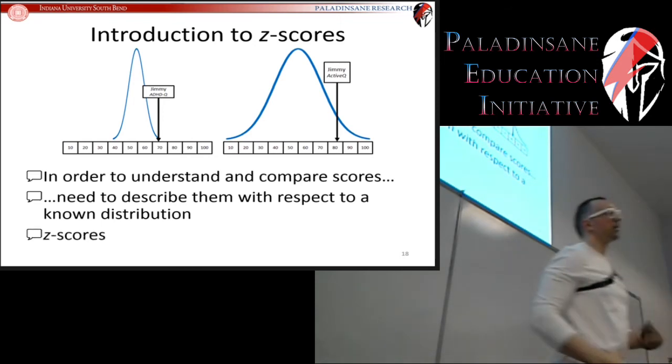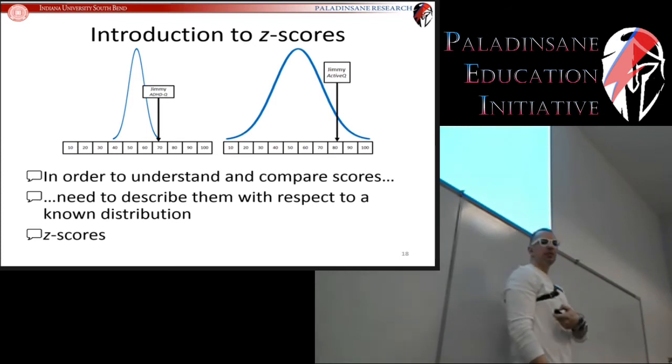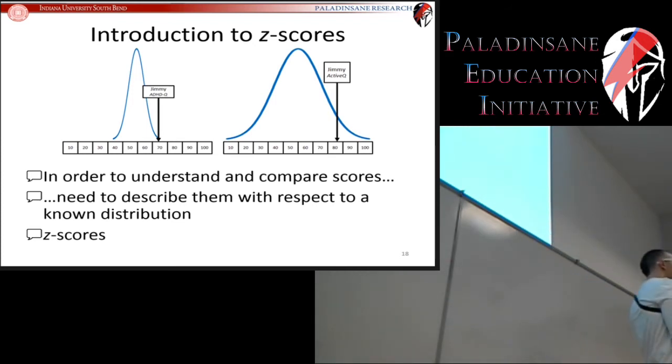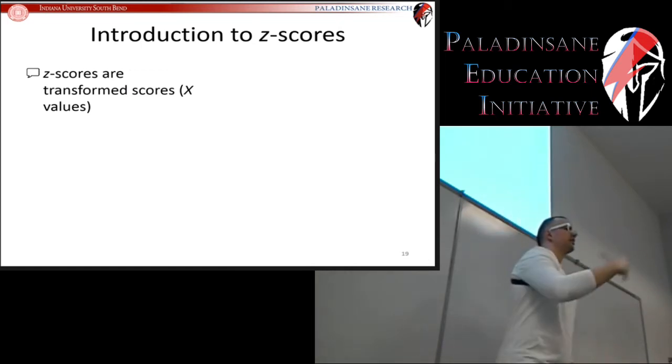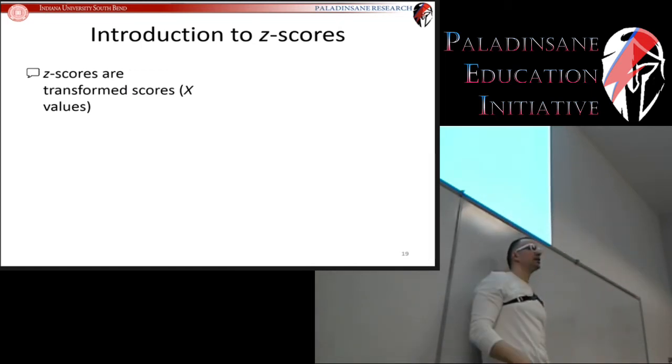All right, so that's what we're trying to do today. How do we actually do them? What are z-scores? Well, z-scores are nothing more than a fancy name for transforming your raw scores in a specific way. So they're a specific way of transforming raw scores.